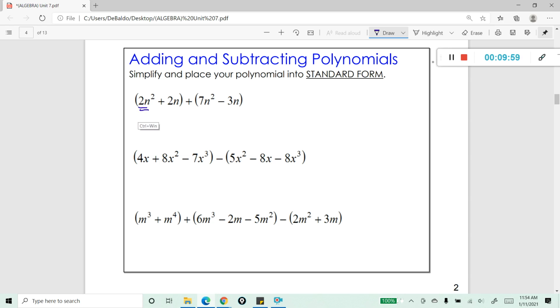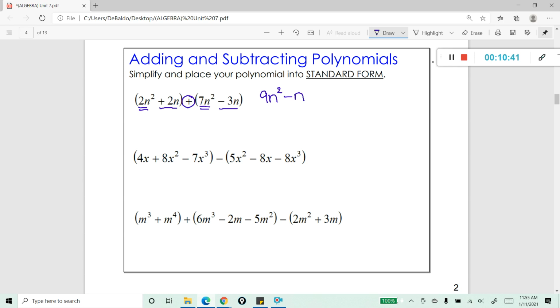You can see here, I have 2n squared and I have 7n squared. The operation at the center is addition, so I just want to go ahead and add those two together. That's going to give me 9n squared. Now, remember, when we're adding, your exponents are just going to stay the same. A common misconception is that you add the exponents. That's only when you're multiplying. And then the other piece here, I have positive 2n plus negative 3n. That's really saying 2 plus negative 3 is going to leave us with negative n.